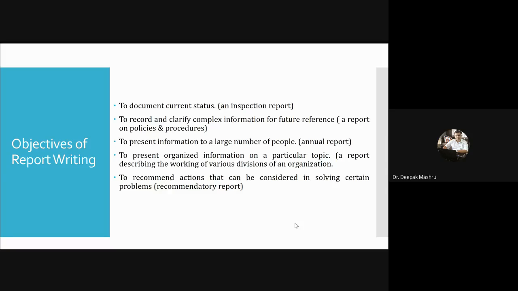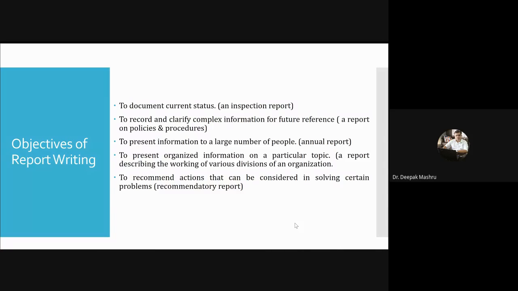So in the GTU exam, you are asked report writing in a letter format or memo format. These two things you need to understand. And you'll be asked a kind of question where they mention that there is a problem or there is a typical issue. You need to investigate the issue and recommend the solution. This would be our work.